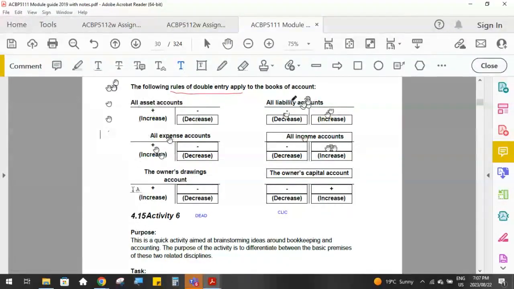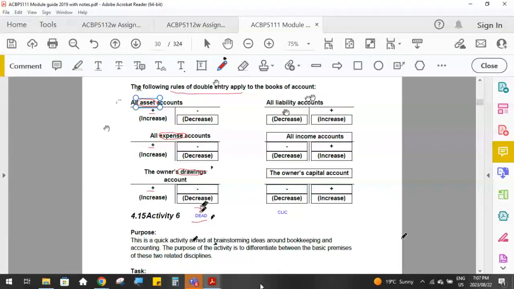So if you have a look at the left-hand side here, we've got assets, expenses, and the owner's drawings account. All three of those increase on the debit side. So if you remember the word dead, the D in the front stands for debit, and then you've got expenses, assets, drawings. So accounts that increase on the debit side: expenses, assets, drawings.